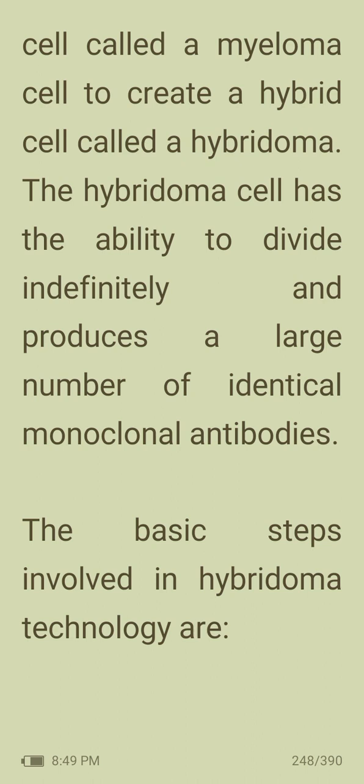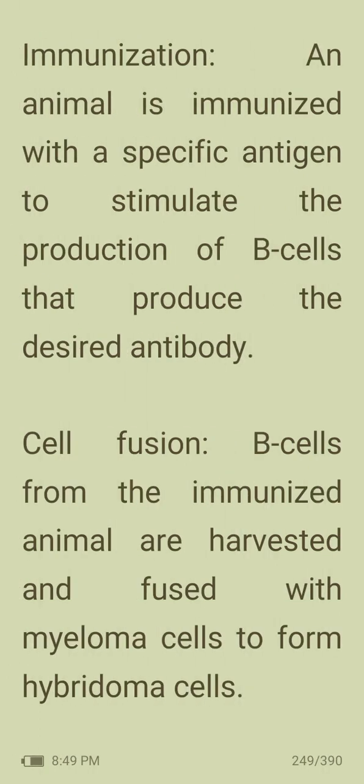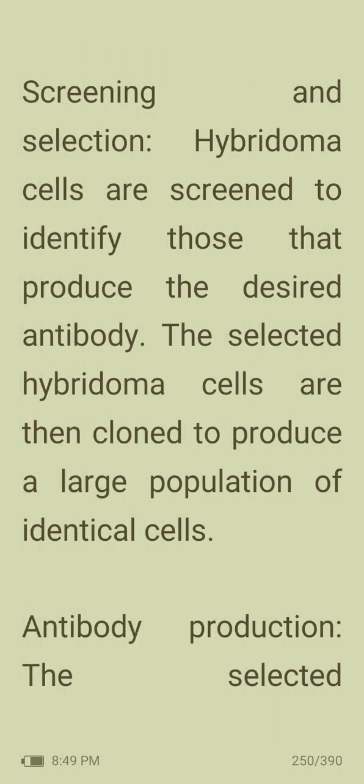The basic steps involved in hybridoma technology are: immunization. An animal is immunized with a specific antigen to stimulate the production of B cells that produce the desired antibody. Then cell fusion. B cells from the immunized animal are harvested and fused with myeloma cells to form hybridoma cells. Then screening and selection. Hybridoma cells are screened to identify those that produce the desired antibody.